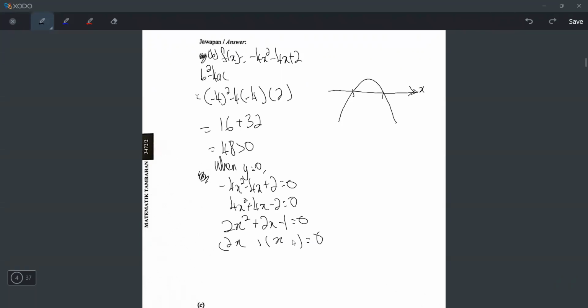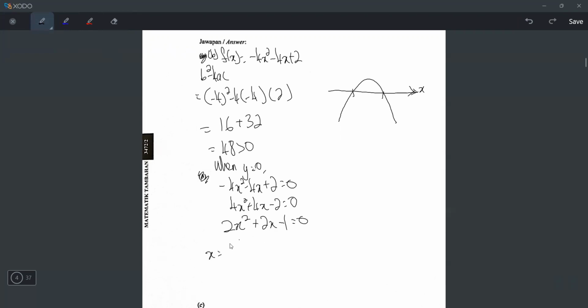Okay, let me get my calculator. Wait. Back. So let me press my calculator. Mode, equation, degree 2. A is 2, B is 2, C is negative 1. So I get an ugly answer, right? The answer I got cannot be changed to a fraction. So what I have to do is erase this, and I have to use the quadratic formula.